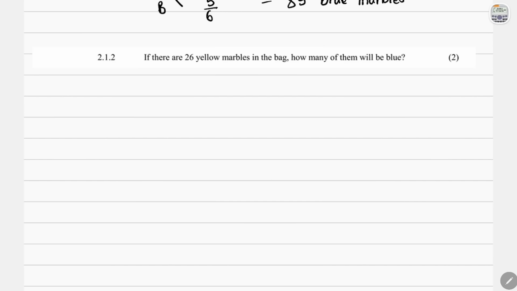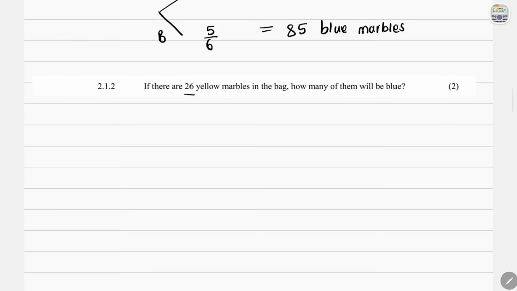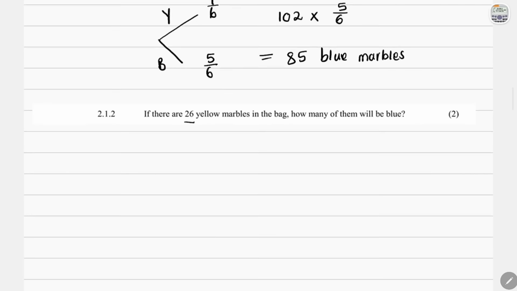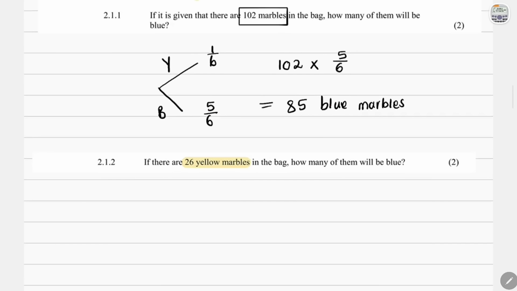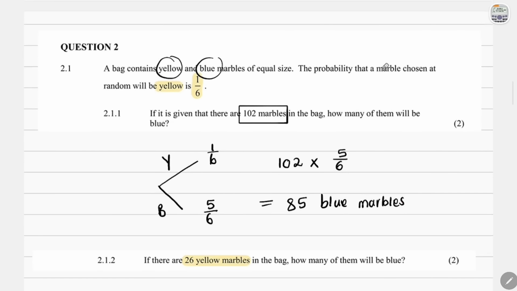The next question, 2.1.2, says, if there are 26 yellow marbles in the bag, how many of them will be blue? Okay, so this time there are 26 yellow marbles. So we're not looking at this info, but we will of course look at the original info. So initially they told us that the probability that a marble chosen at random will be yellow.